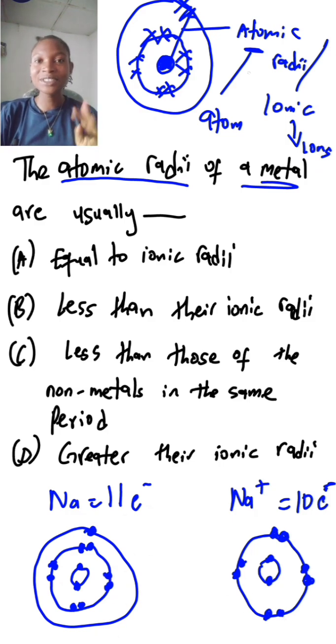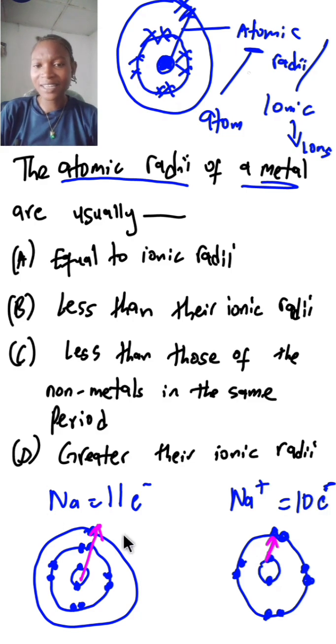Now let's determine the atomic radius. Remember, I said the distance from the nucleus to the outermost electron, right? So this is our outermost electron, and these are our outermost electrons also. So let's say the distance from here to here, and the distance from every one of these, because they are all in the outermost shell. Now, between this line and this line, which one is larger? I mean, which one is longer?